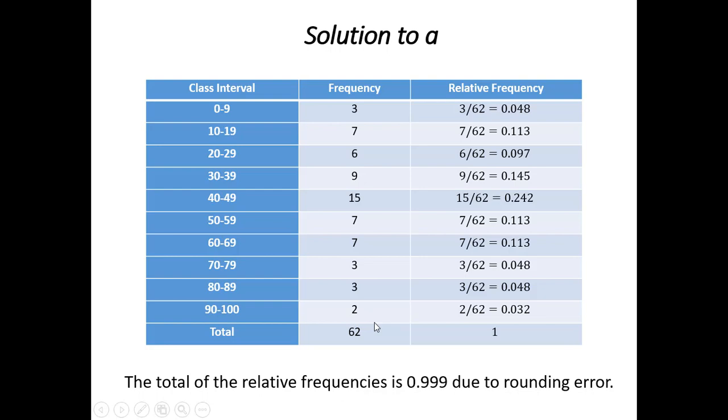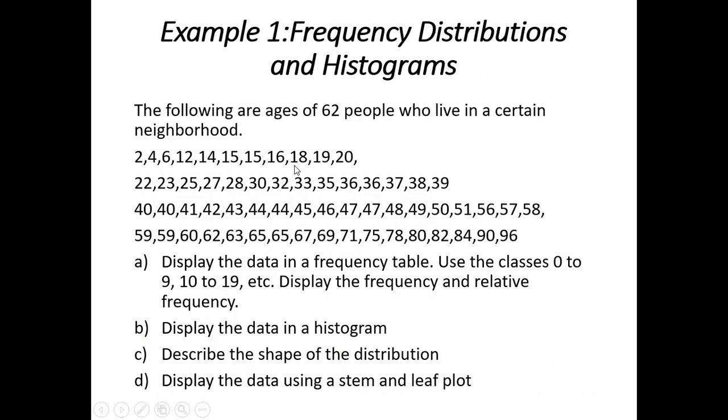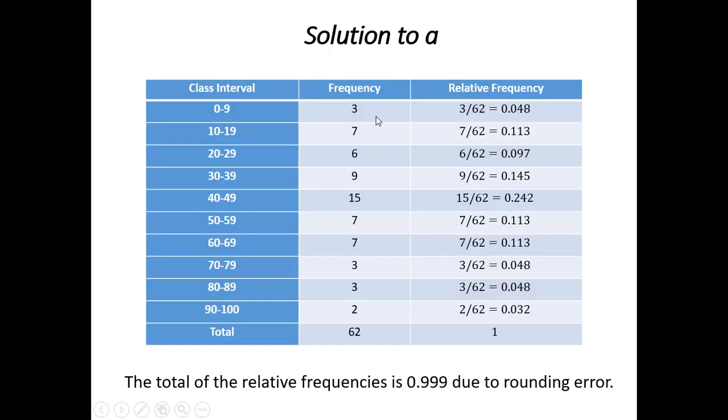A nice check is to add up the frequencies and see that this sum is 62. Go back to your set, check the number of values in your set. We could see we had 62 values there. So that's one check just to make sure you've captured all the data.